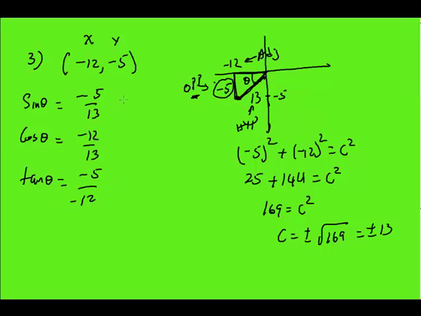Alright, now I can find the cosecant of theta just by flipping the sine. So negative 13 over 5. And I can find secant of theta by flipping cosine, which is negative 13 over 12. And then I can find cotangent of theta by flipping tangent, which is 12 over 5, because these two negatives actually cancel out.